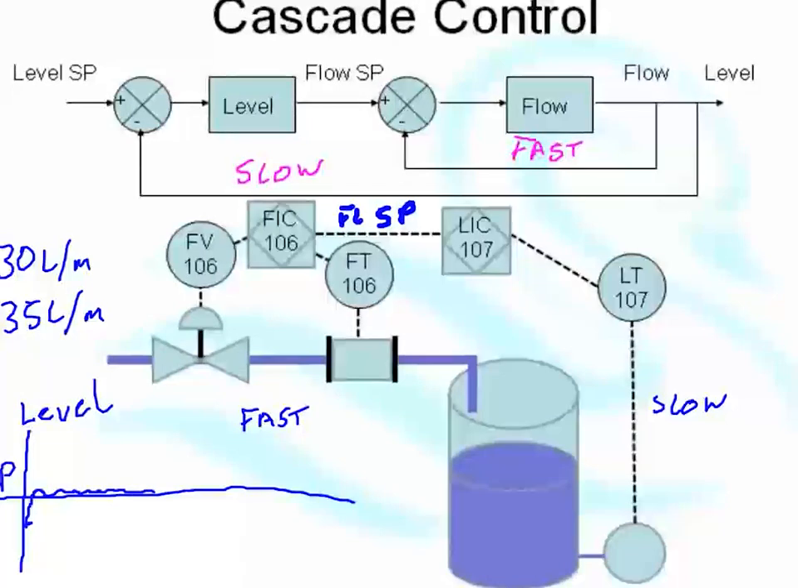It will, when things change, and things do change, everything changes, nothing stays the same. Valves are always being serviced, outside air temperatures are constantly changing. When things change, cascade control responds much better because we get the characteristics of the fast loop being put onto the slower loop.